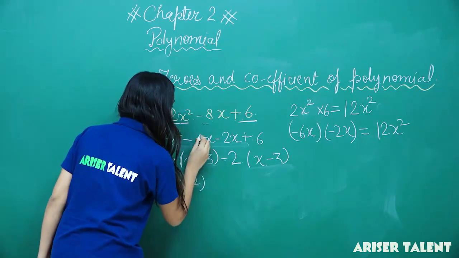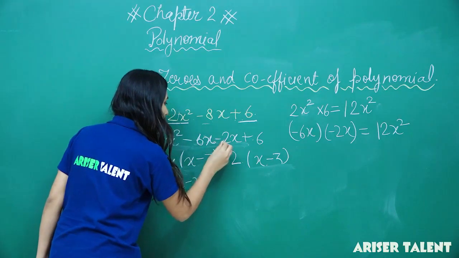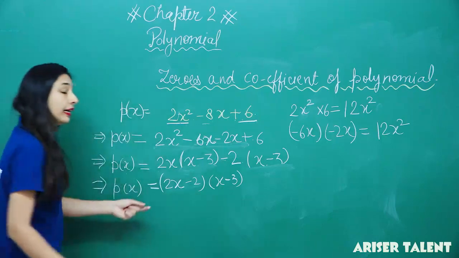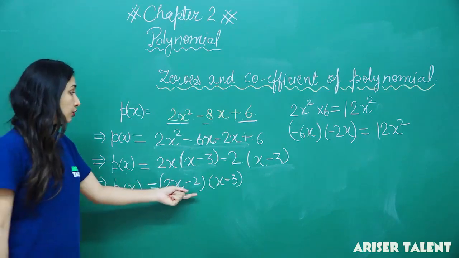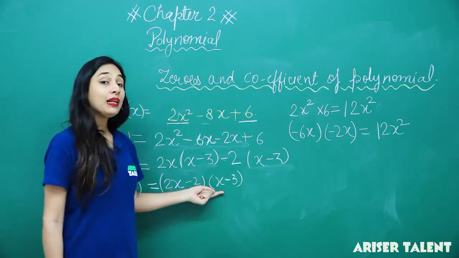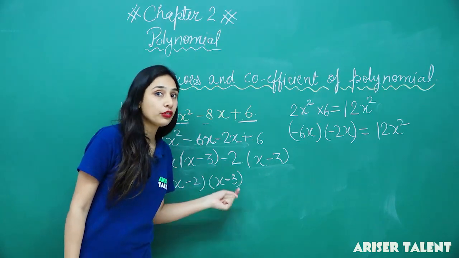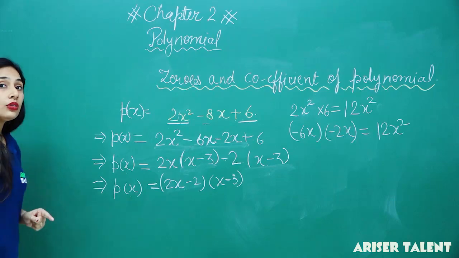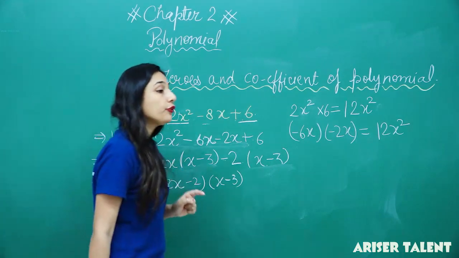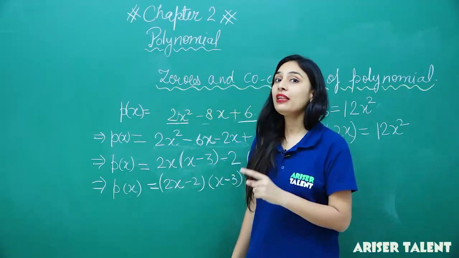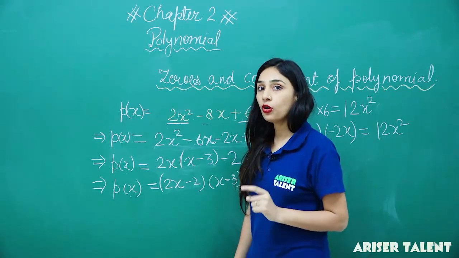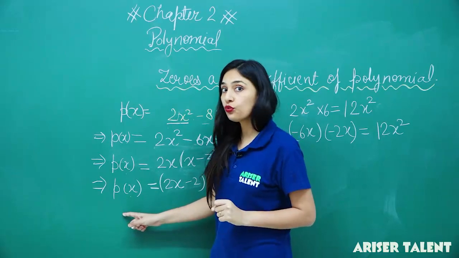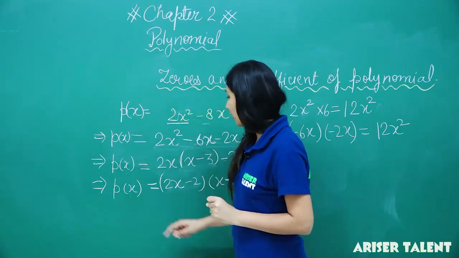Okay, students. So, what will you get? You will get 2x minus 2 multiplied by x minus 3. Now, to get the zeros of the polynomial, what do you have to do? We will get the zeros of the polynomial of this equation if p(x) is equal to 0.